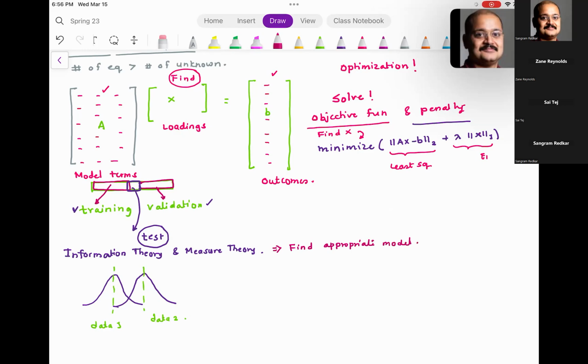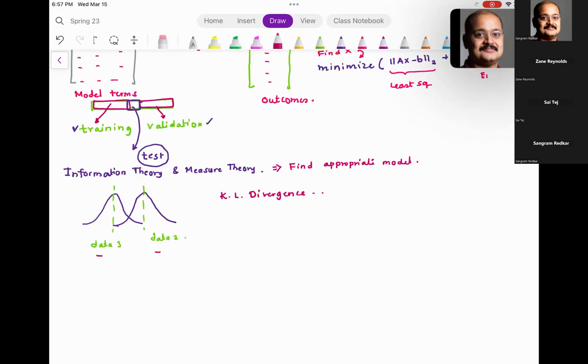And if you are a hardcore information theorist, or if you are an electrical engineering student, you probably take courses in information theory. And again, there are a lot of concepts, like if you have one data set and you have another data set, how do you know if they are converging or diverging? So you have something called the KL divergence. And you have these different measures that are used to check the validity of a model.